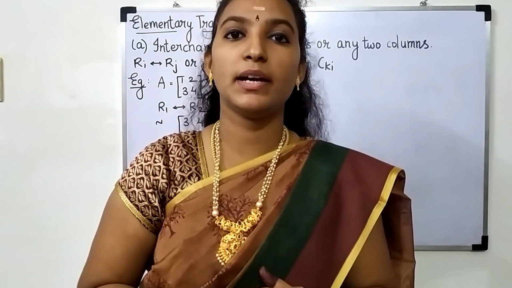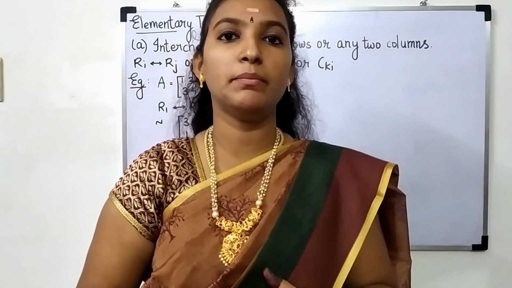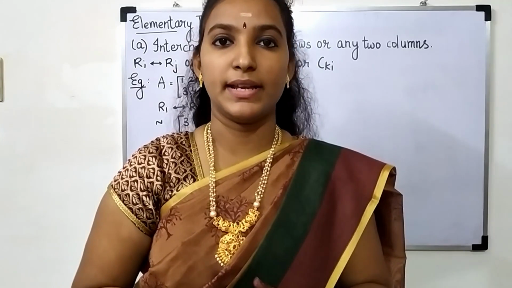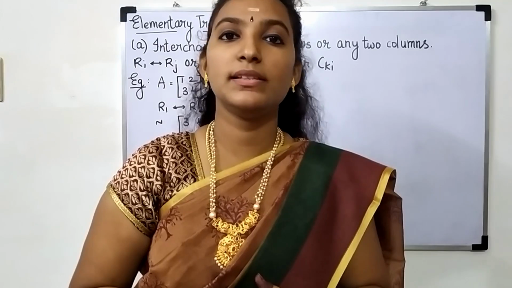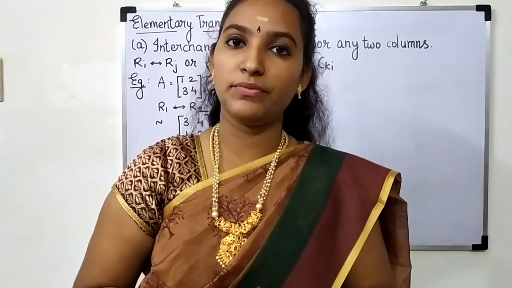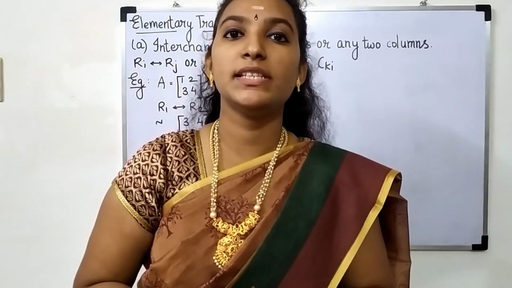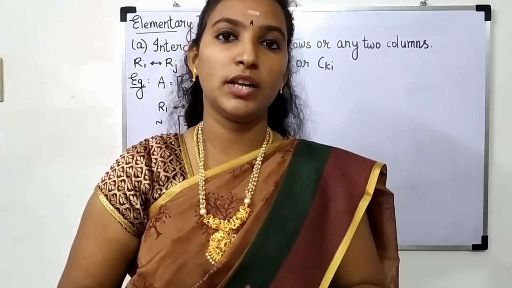Today we are going to study elementary transformation. In the previous videos we have completed the basics of matrices. Let us start with elementary transformation now. We have a total of 6 types of elementary transformation, 3 for rows and 3 for columns. Whatever we study for row transformation is similar to column transformation.